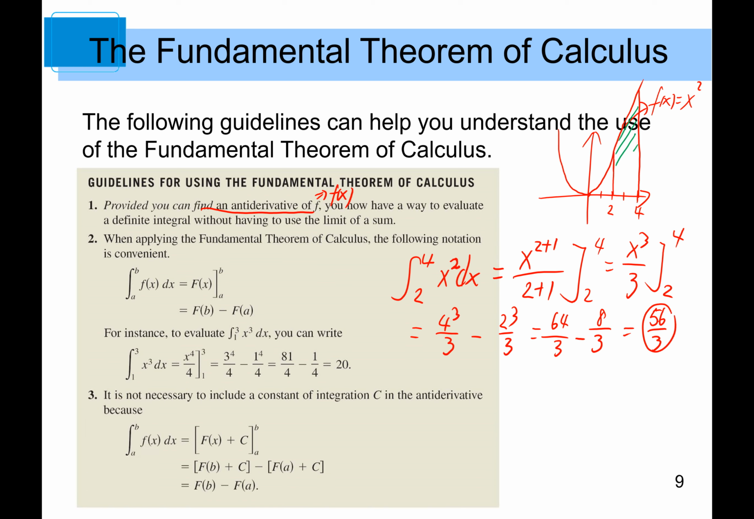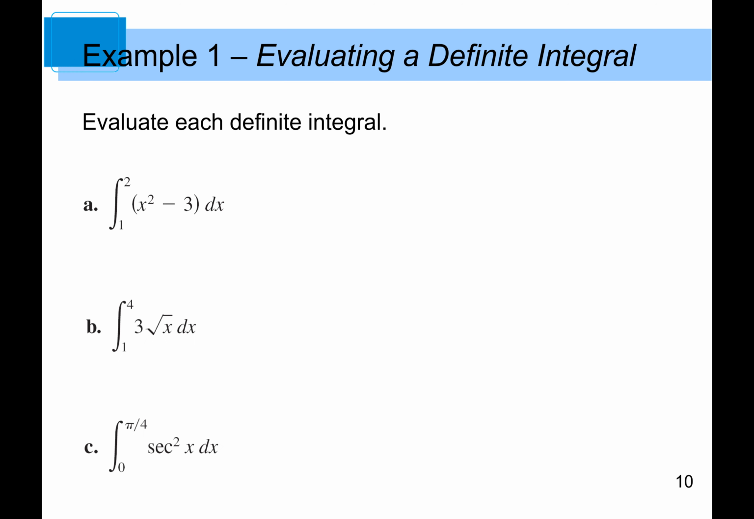Alright, so basically we're looking at this area under the function f of x equals x squared, and this area is equal to 56 over 3. Any area above the x-axis is positive. If the area is under the x-axis, or below the x-axis, then the area is going to be negative. So that's a unique feature about the area under the curve. Okay, let's take a look at some examples.